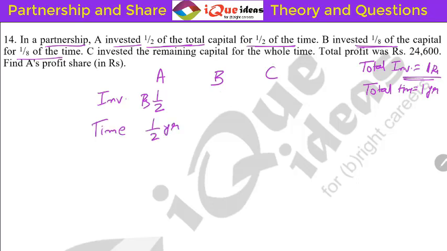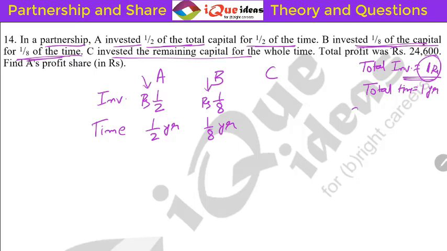Right? Now for B, it will be 1/8 rupees because the question is saying 1/8 of the investment, and for 1/8 of the time. So it is 1/8 year. Alright. So the time duration for B will be 1/8 year. Okay. What about C? The remaining capital is for C. Okay. So total capital is 1 rupee.